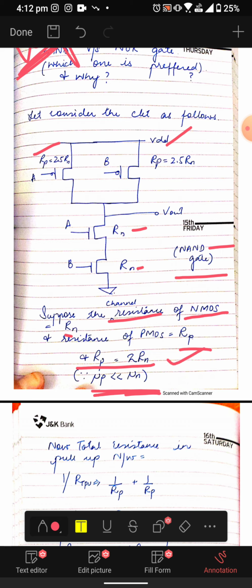That is what I have written over here. The resistance of PMOS is approximately 2 to 3 times the resistance of NMOS. For simplifying things, I have taken it equal to double the resistance of NMOS. Why is it so? Because the mobility of holes is less than the mobility of electrons, which means that the channel resistance of PMOS is greater than the channel resistance of NMOS.